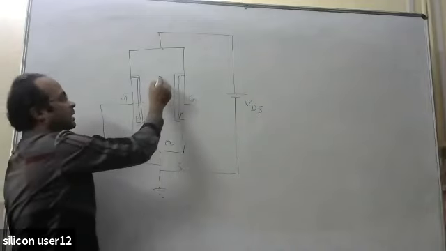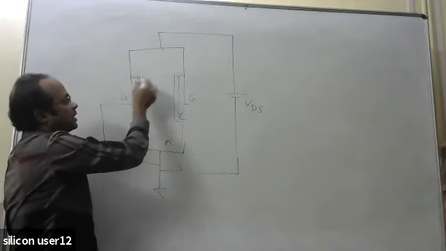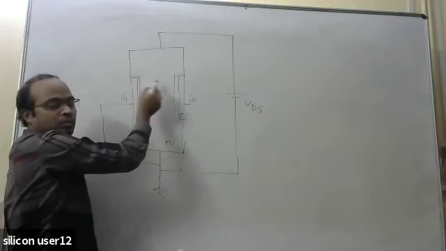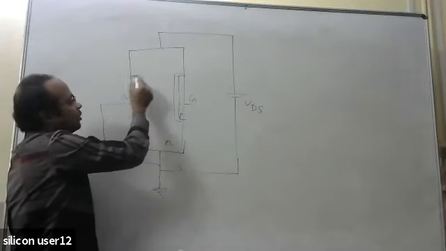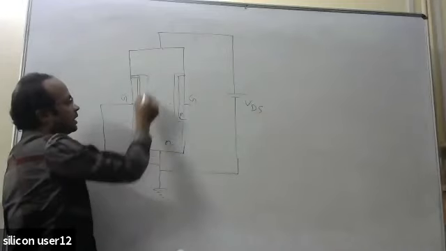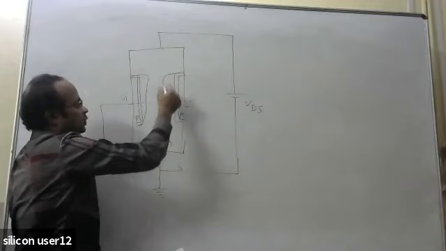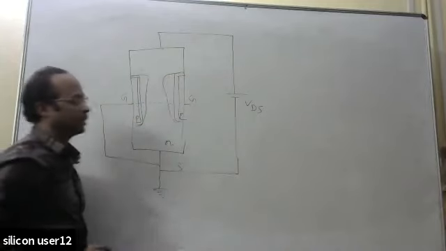Since here the voltage is more, this position is more reverse biased, and since it is more reverse biased, here it will be thicker and here it will be thinner. So the depletion region will change to look like this.